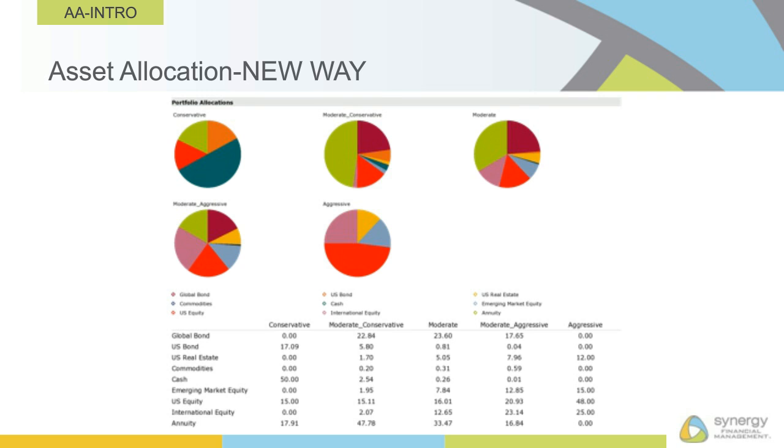Now, this is a constrained optimization. What that means is that we said global bonds could have a minimum weight of 0 and a maximum weight of 100. We did the same thing for U.S. bonds. We limited real estate to between 0 and 12. We did commodities 0 and 100. And the annuities could be as minimum as 0 up to 50%. So again, these are constraints.